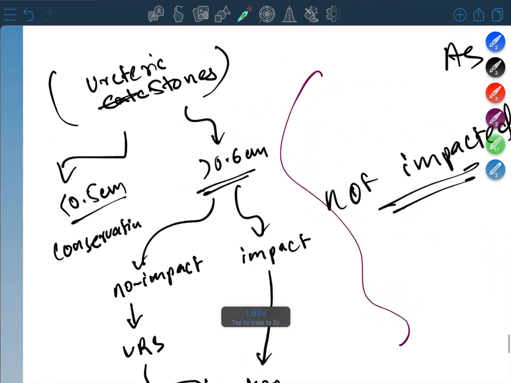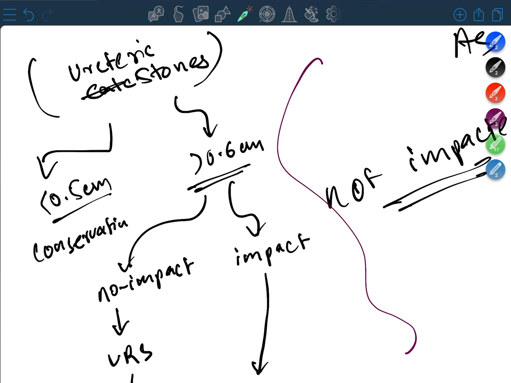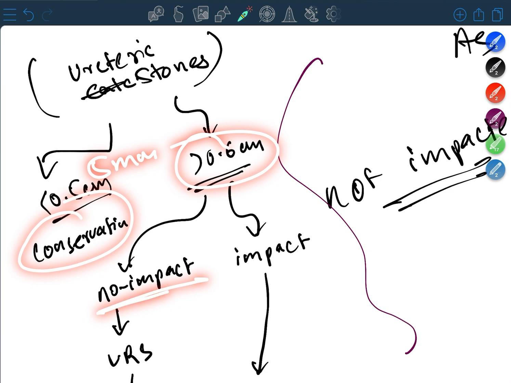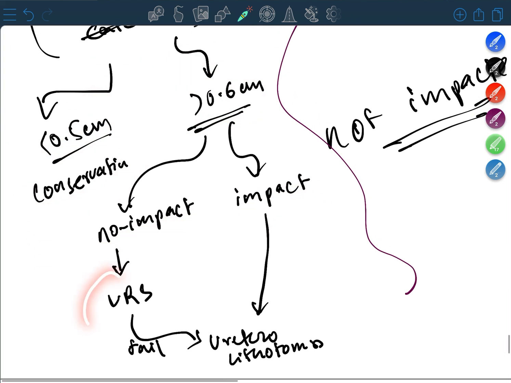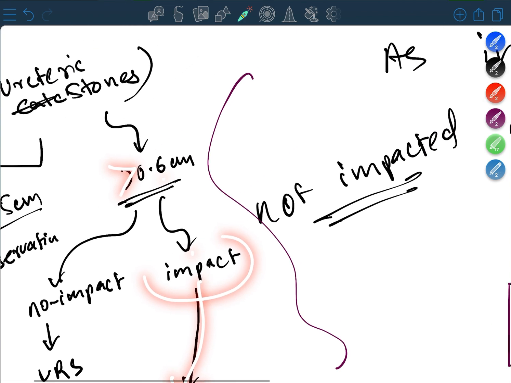This is the management for ureteric stones. If it is 0.5 centimeter, meaning 5 millimeter or less, we do conservative management. More than that, if it has no impact, then URS, ureteroscopic removal of stones. If this fails, we do ureterolithotomy. And if it is more in size and it impacts, then also we do ureterolithotomy.